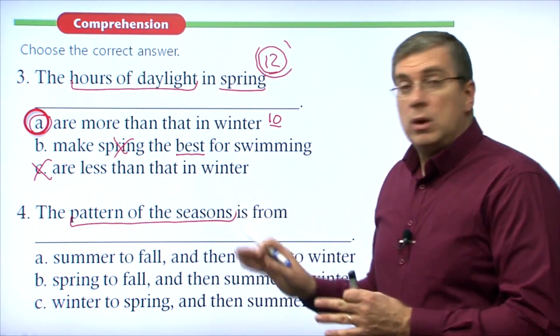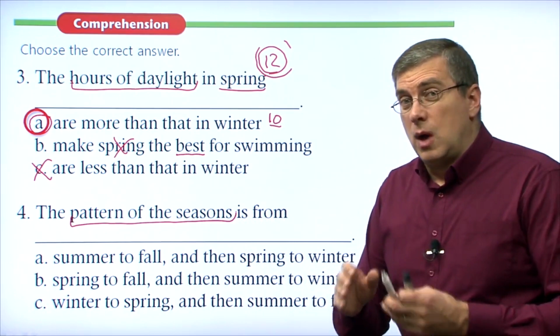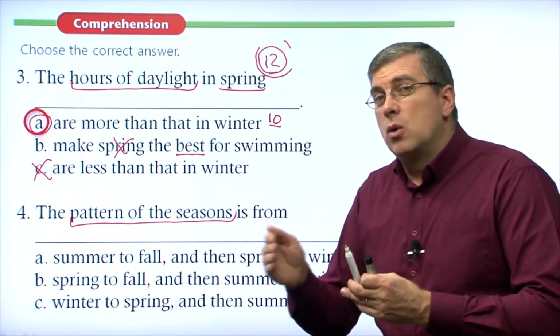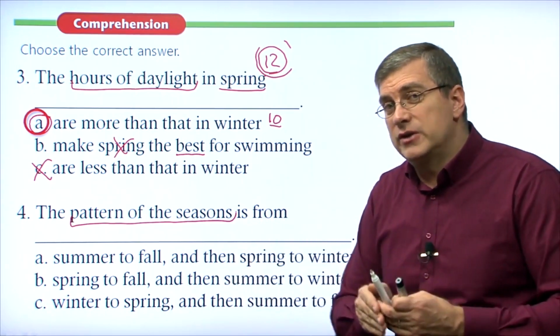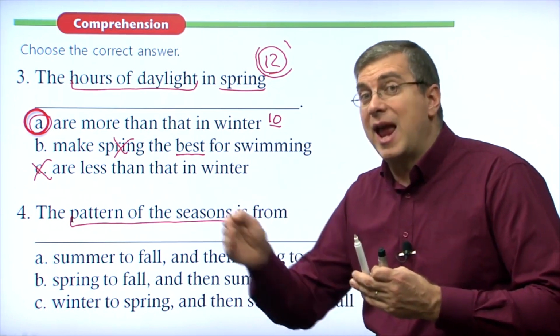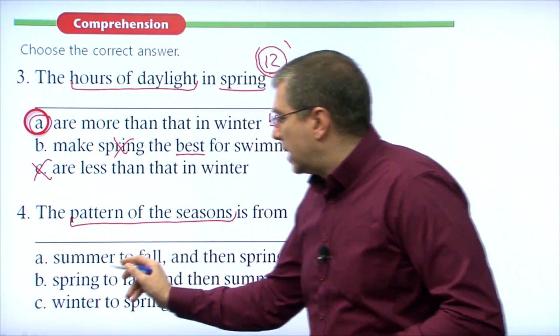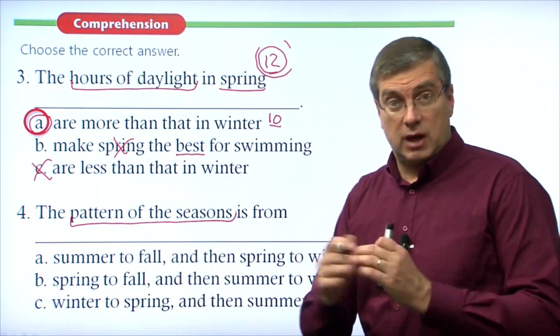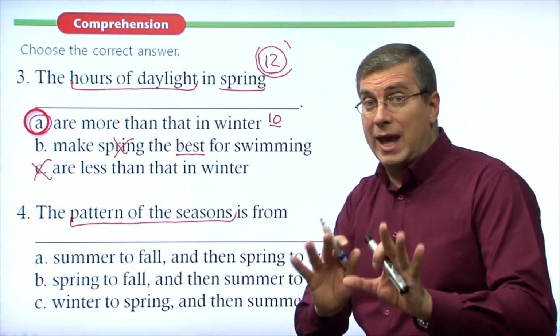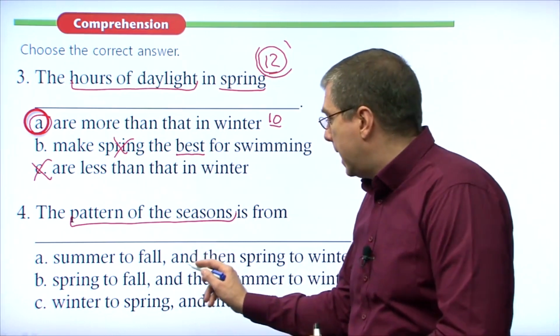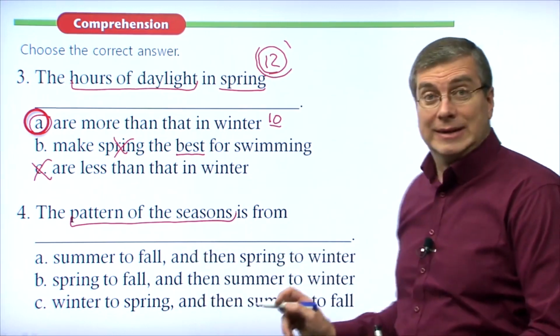So, what we're looking at in a year, how do the seasons fall? What is the order of the seasons? What season comes first? What season comes second, third, and fourth, or last? Let's take a look. In A, summer to fall. That's true. Summer and then fall. That's okay so far. And then spring to winter.